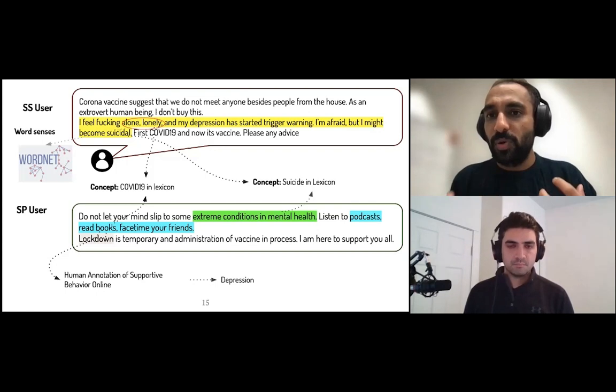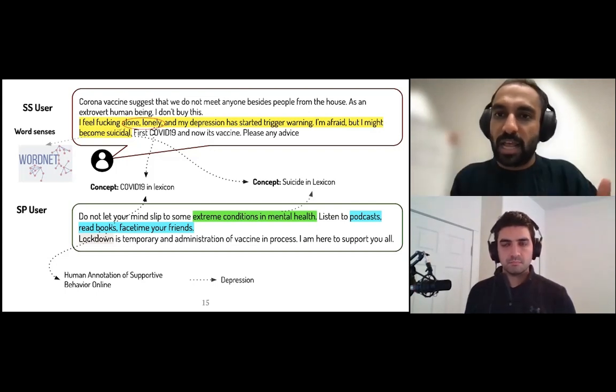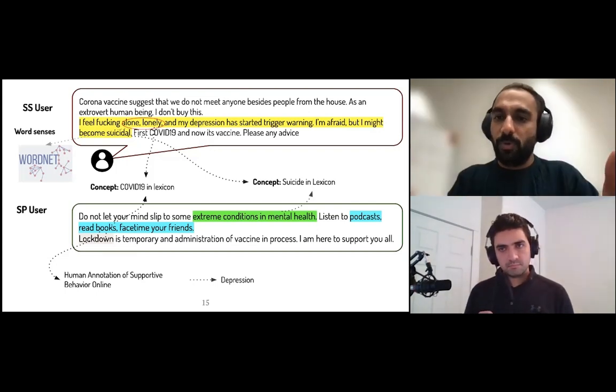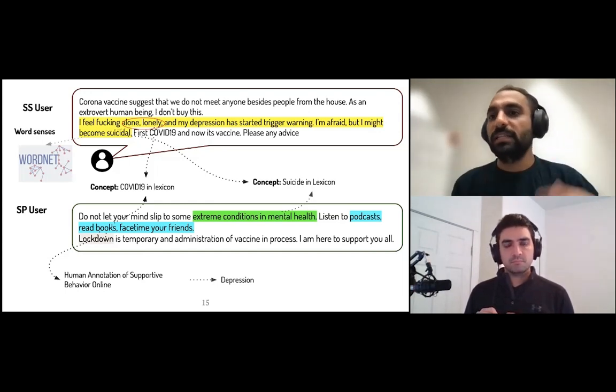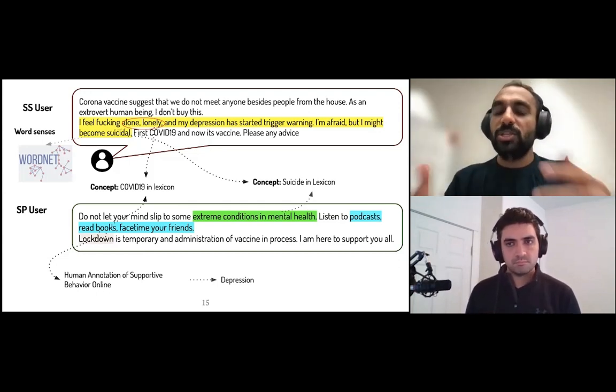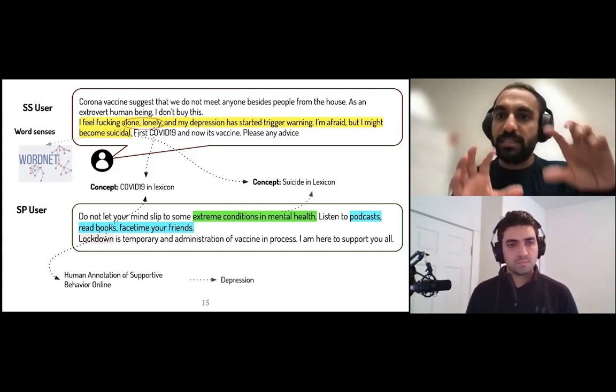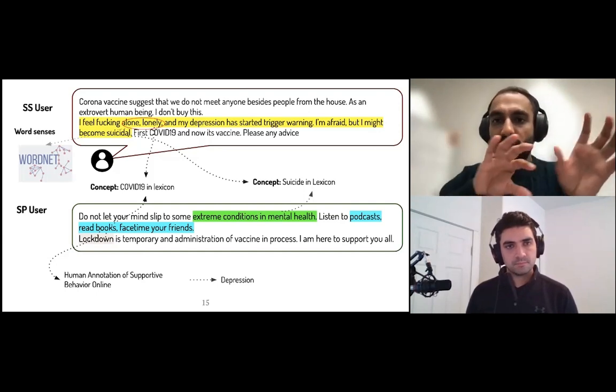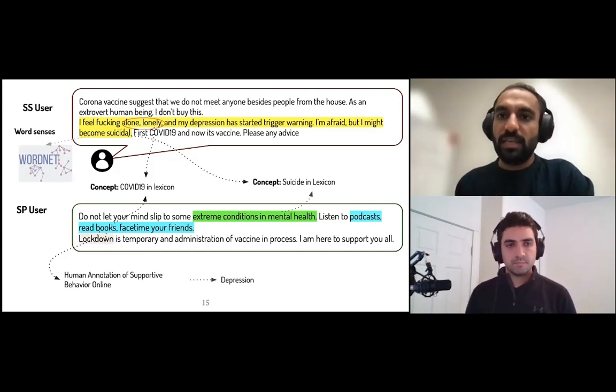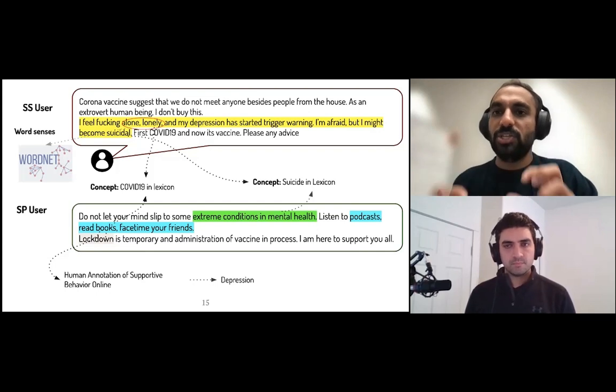Now, what you have to do is either transform the support seeker post to a support provider's post based on these knowledge sources, or the other way around. You map your support provider post to the support seeker post, so that when you pass these two transformed posts through a machine learning model using a language model, the representation preserves the context.